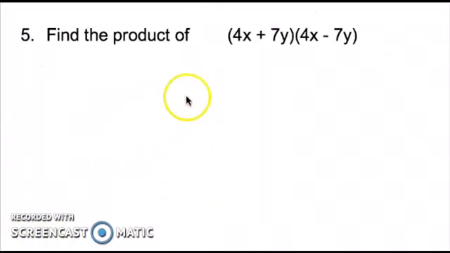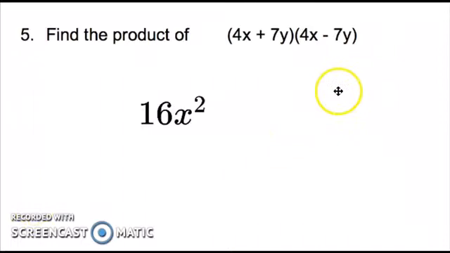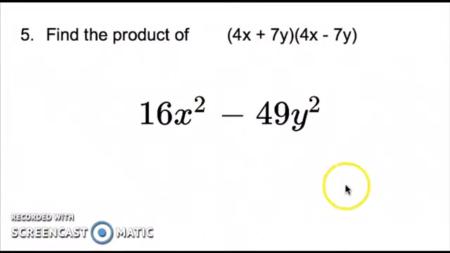Number 5 says to find the product of these two binomials. Since this is a special case, I'll review how to do the special cases. When you have the same terms, just different signs, all you need to do is multiply the first two terms, so 4x times 4x is 16x squared, and then you multiply the second two terms, 7y times negative 7y, and you get minus 49y squared, and that's it. That will be the answer for number 5.